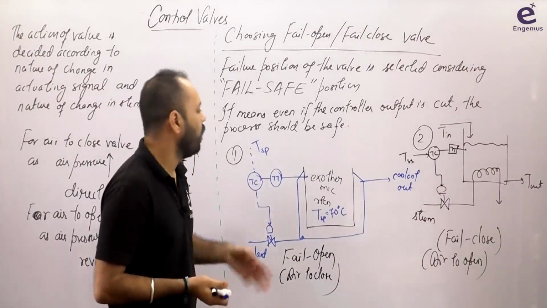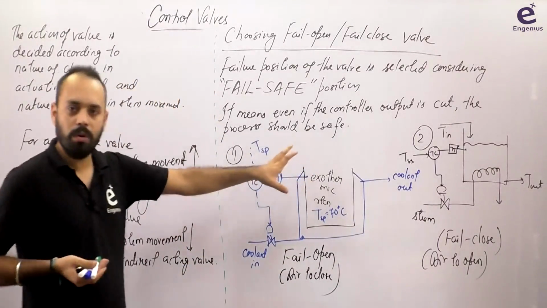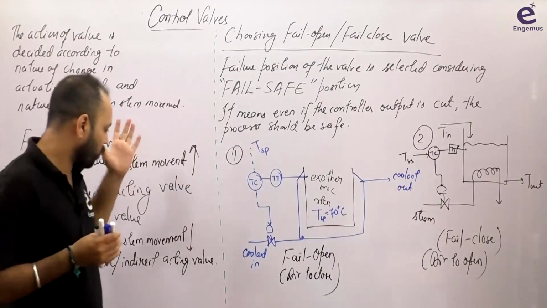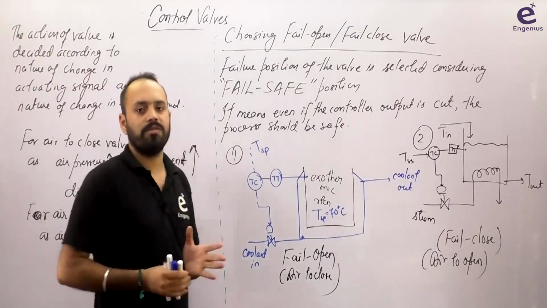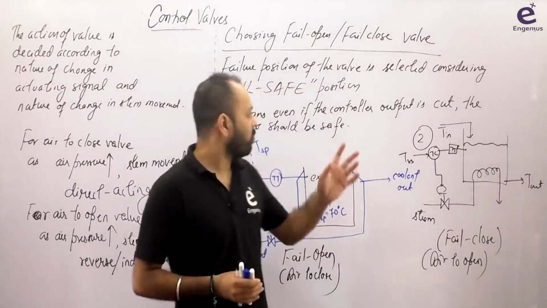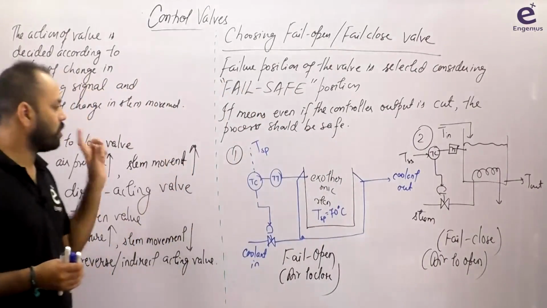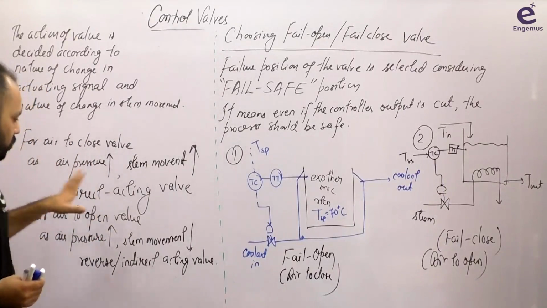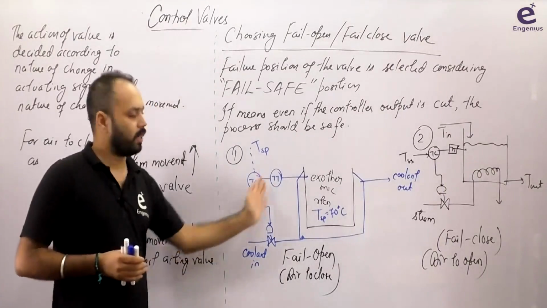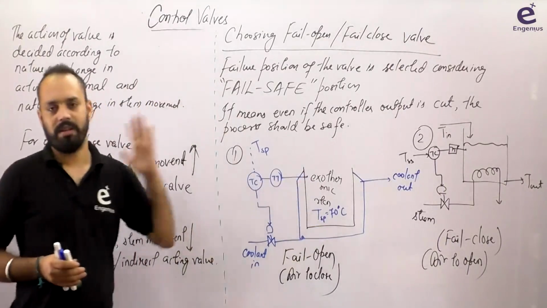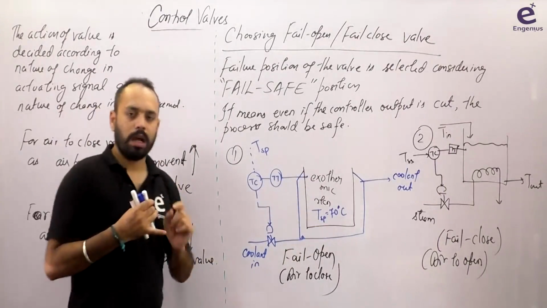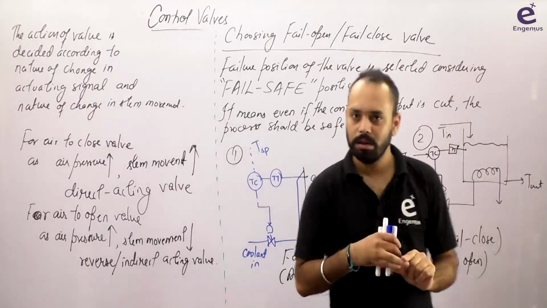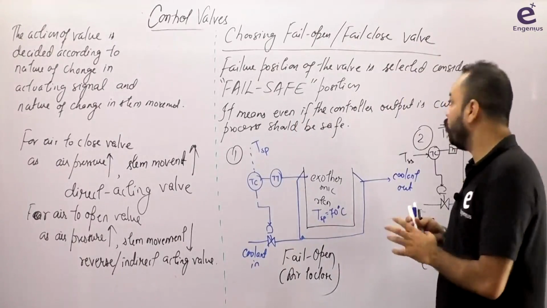But that is why I'm saying, if there is a scenario given to you, check the scenario and apply basic logic that when the controller fails, your process should be safe. So this is how we decide which valve should be selected. And I told you that out of this, fail open or air to close is called direct acting, air to open is called reverse acting. So now you know what the types of valves are. Now you know how I am going to decide which valve I should select.